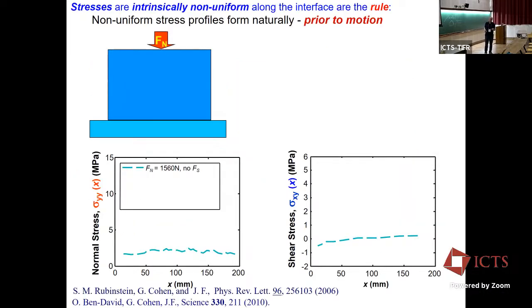Let's take a look. One thing that's worth mentioning is that, remember that I told you that my group does perfect experiments, but even perfect experiments can result in imperfect results. Well, actually the results are perfect, but totally unexpected. Okay, so let's just take a look at the stress profile, in this case, the normal stress, the pressure along the interface.